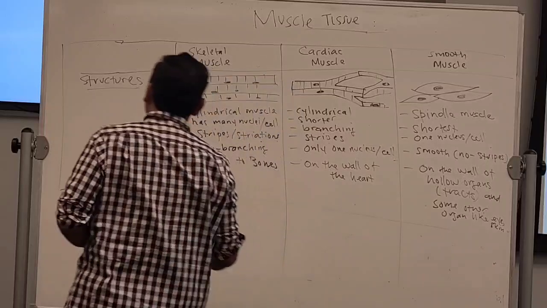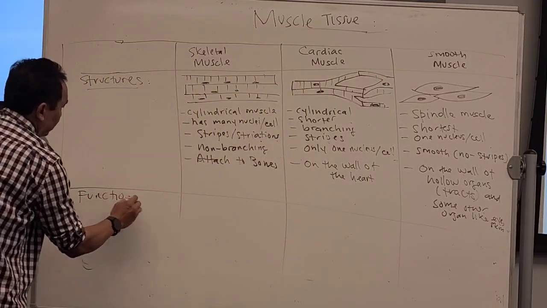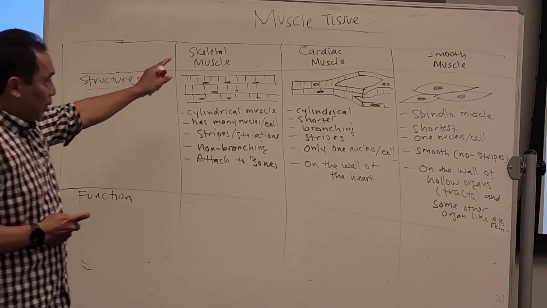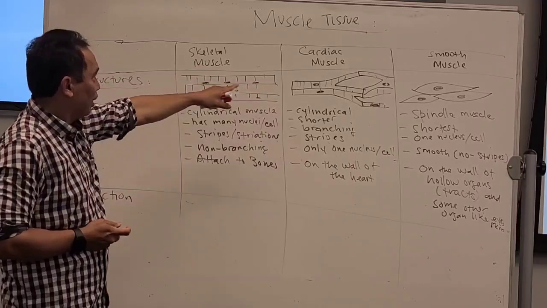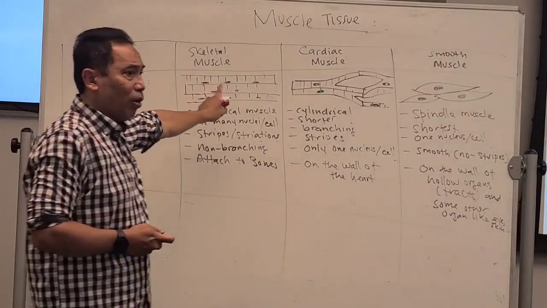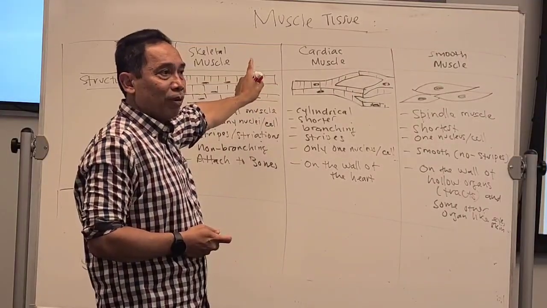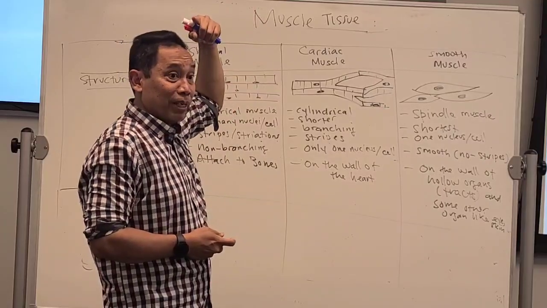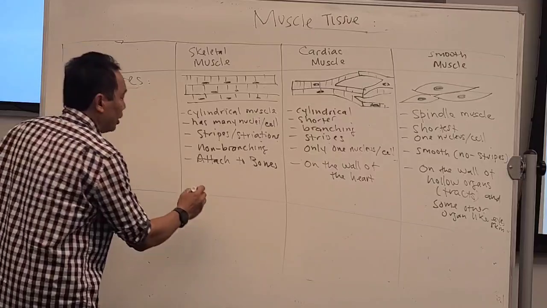Now, function. First, we have to distinguish how it works. Skeletal muscle, I think we mentioned before, is the only effector. What is an effector? An organ that performs an action based on the control center, based on the brain, right? And skeletal muscle is the only voluntary muscle.